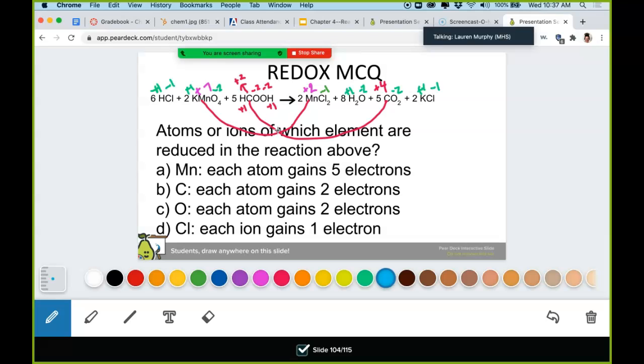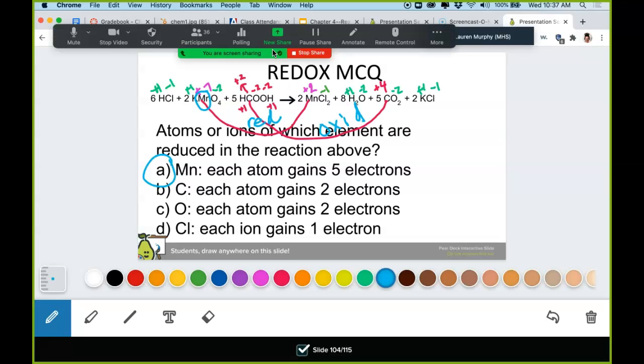+7 going down to +2 is reduction. Okay, +2 going to +4, so you're obviously losing electrons here. So this is my oxidation. So it says which ones are reduced. Okay, so it's the manganese, which means you technically only have one right option. It's A, because that's the only option where manganese is present.